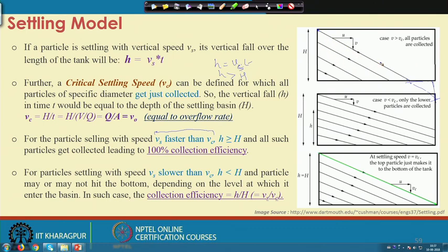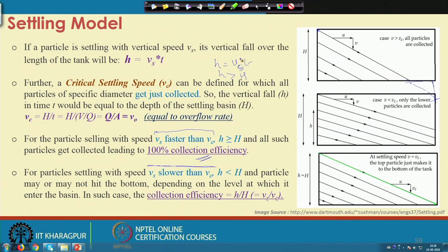So, all such particles with higher velocity are bound to hit the bottom of the tank and will not go into the outlet zone, and that way all such particles will get collected in the tank and we will have 100% collection efficiency for all particles having settling velocity greater than critical settling velocity, as the vertical distance they can travel is higher than the depth of the tank, and that is why they can easily get collected.